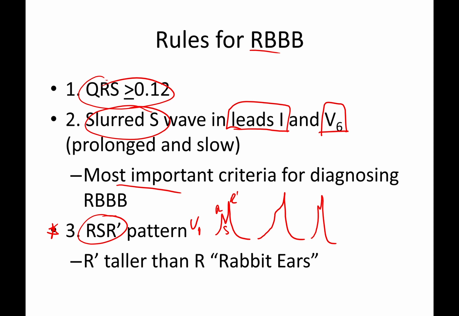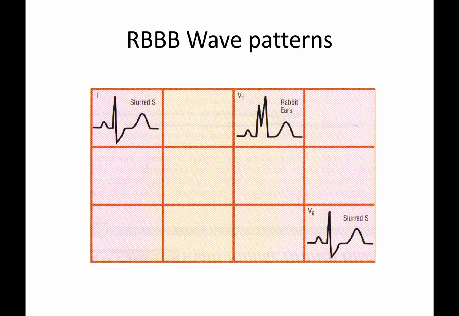You may not see much of an S wave at all, but what's really important is that the second R prime is taller than the initial R wave. And that's where you get your rabbit ears that people always talk about. But again, that's in V1 that we're going to be looking for that. So here's your picture. When I say slurred S wave that we look for in lead 1 and V6, this is that slurring that we're talking about. And again, it makes sense why V6 and lead 1 look identical, because they're both looking at the left lateral portion of the heart. V1, of course, is over here, and what we're looking for on that one is that RSR prime pattern, where the second R is taller than the first.